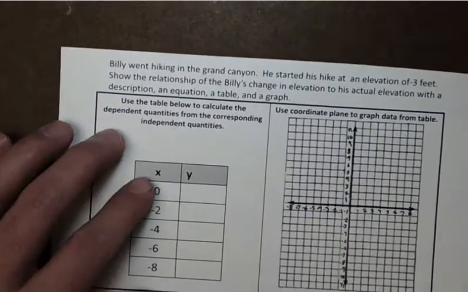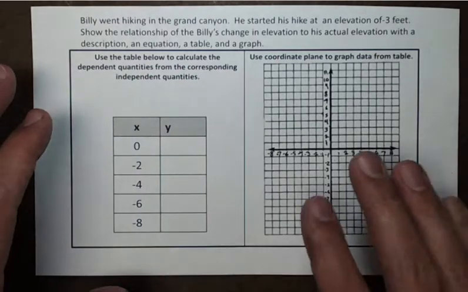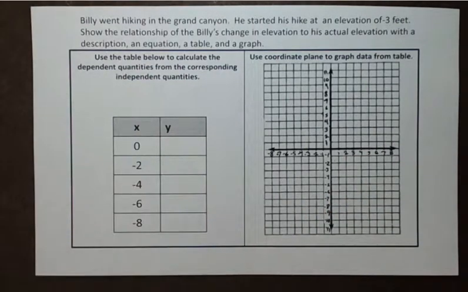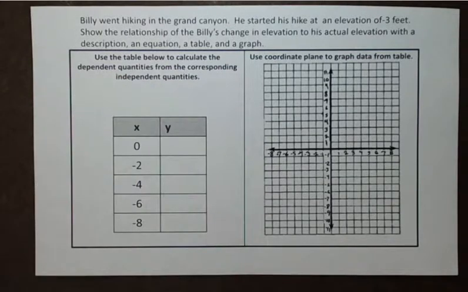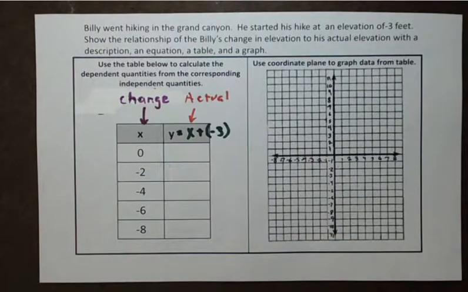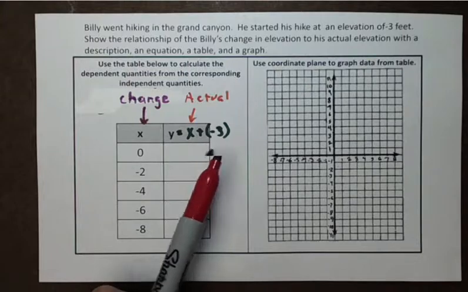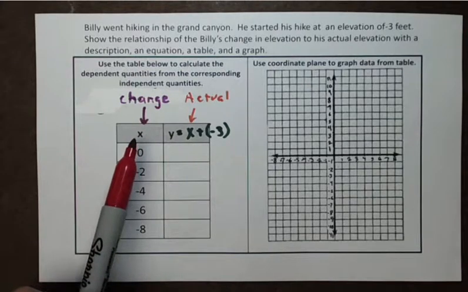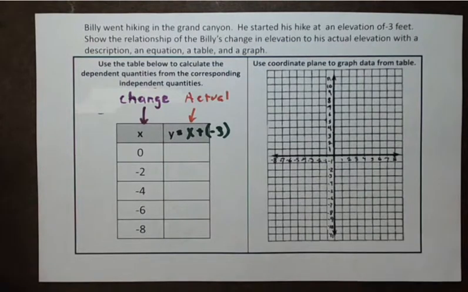We're going to look at the second part here. Same problem, but now we're going to use this table. So the equation that I just wrote down, I'm going to put right up here so that I have that as reference. So I put my equation right here, y equals x plus a negative 3. My x is the change in elevation. My y is my actual. So by labeling it, that's going to help me out.